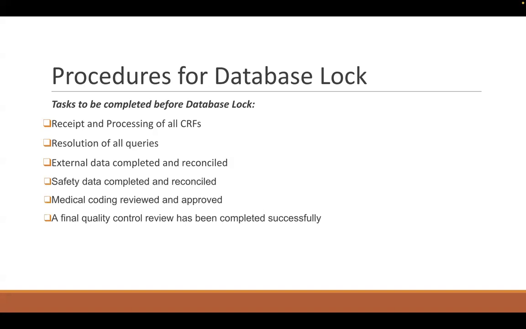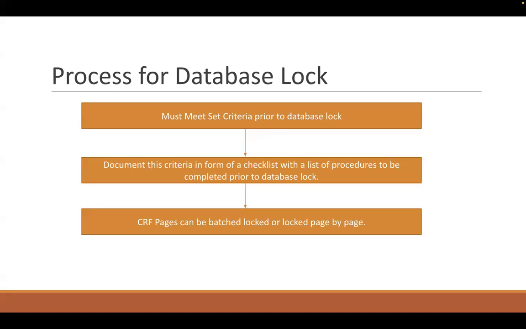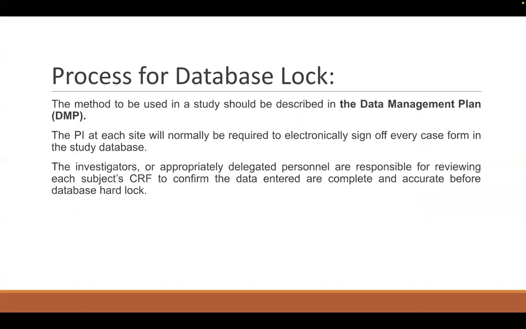Okay, so now I'll explain. First, what is the process? First, we see which processes meet the criteria for the database lock, and we will document these criteria in the form of a checklist with the list of procedures to be completed. So there will be a checklist that needs to be completed for the database lock, and the CRF pages can be batch locked page by page.